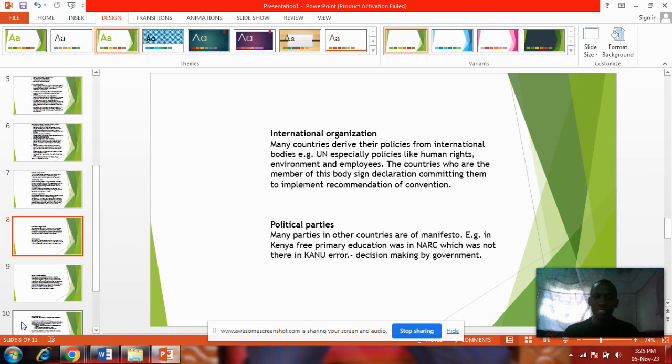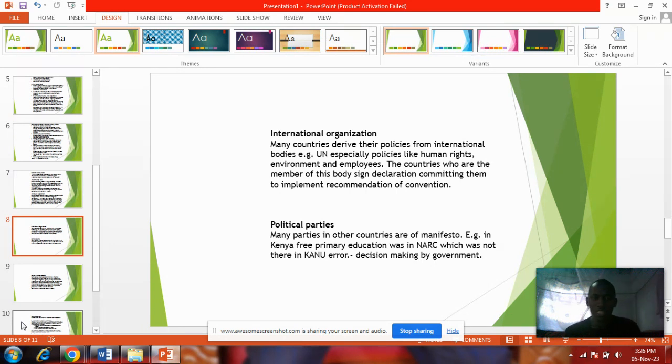Then we have international organizations. Many countries derive their policies from international bodies like the UN, especially policies like human rights. We have environment and employees. The countries who are members of this body sign declarations committing them to the implementation of the recommendations of the convention.